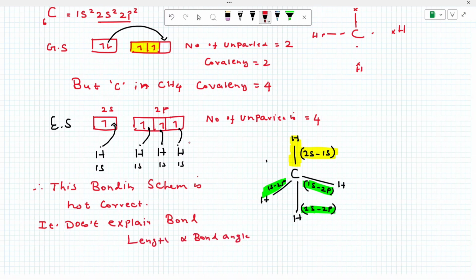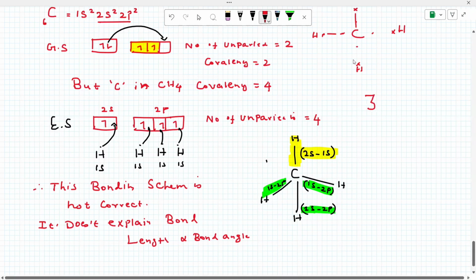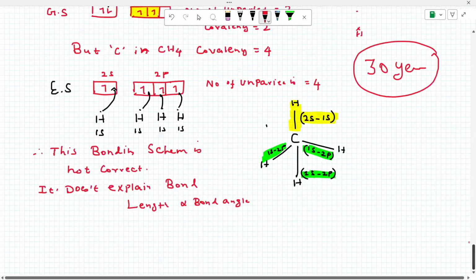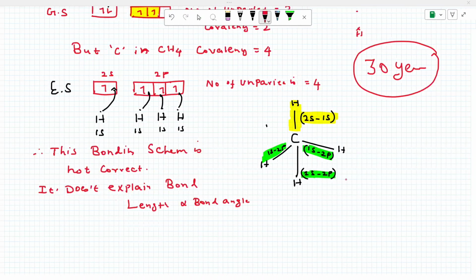அப்ப மீத்தேன் பாண்டிங்க பத்தி எக்ஸ்பிளைன் பண்ண we need one more concept. லிசன், இப்ப சொன்ன தியரி இருக்குல்ல, இதை வந்து 30 இயர்ஸா ஃபாலோ பண்ணாங்க. 30 years they were following this scheme only. After that, Pauling came and said this bonding scheme is incorrect. அப்ப they have different bond angle and different bond length, therefore for 30 years they were following this one. Now Pauling is telling this bonding scheme is incorrect. Now we are going to explain the structure of CH4 using the concept of hybridization.